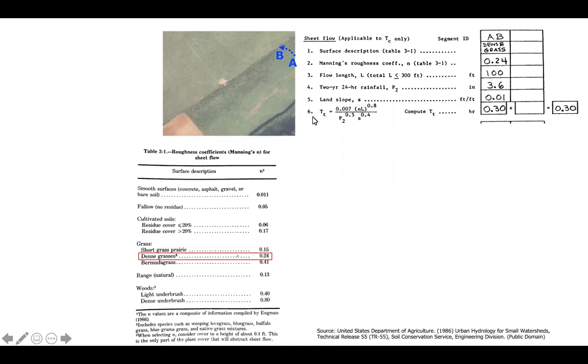The last step, number 6, for sheet flow is to calculate the time of concentration for this segment, which is calculated using the equation shown here: Tt = 0.007 (nL)^0.8 / (P2^0.5 × s^0.4), where P2 is the 2-year 24-hour rainfall and s is the slope of the land. And we would find that that is equal to 0.3 hours.